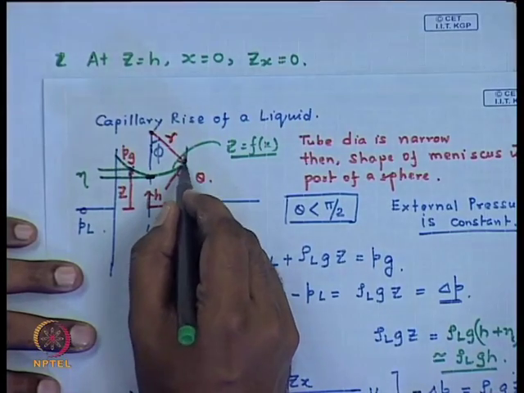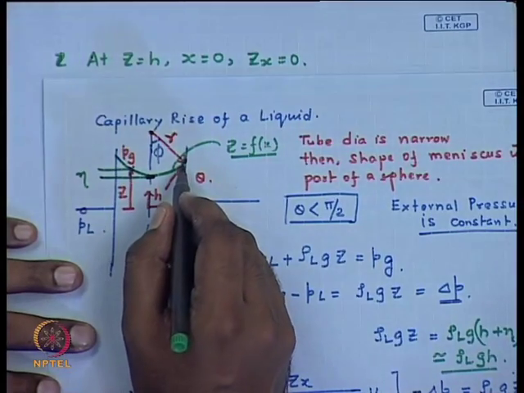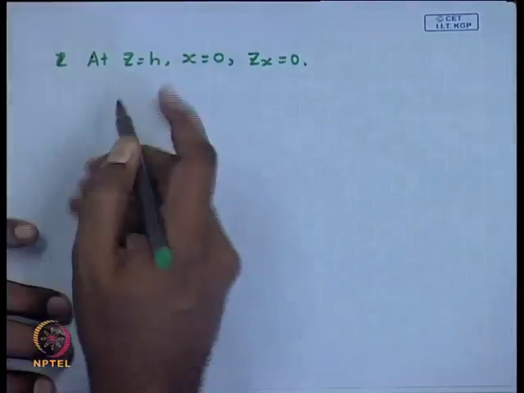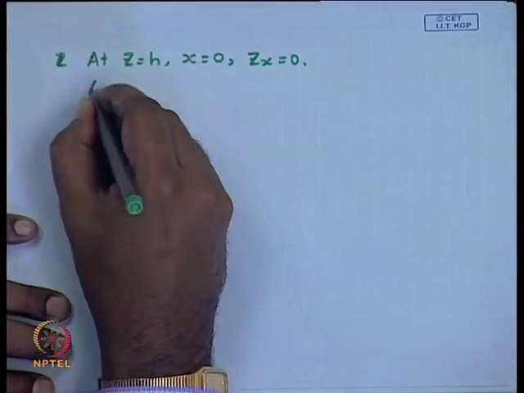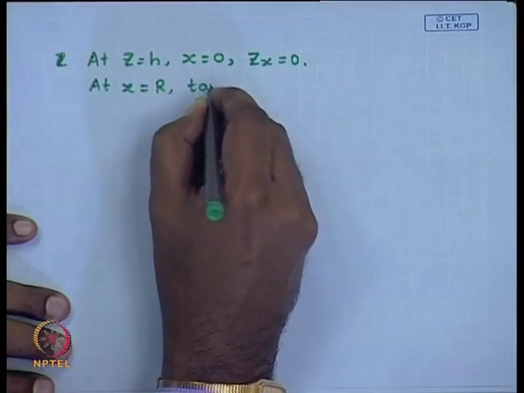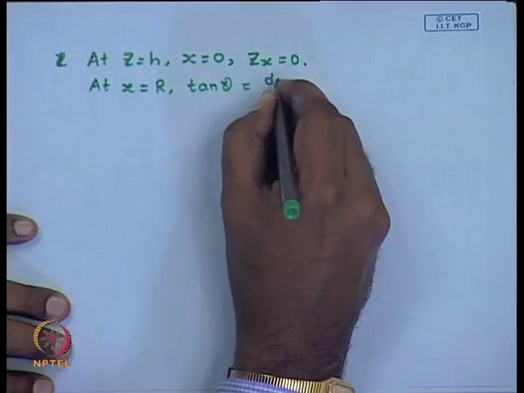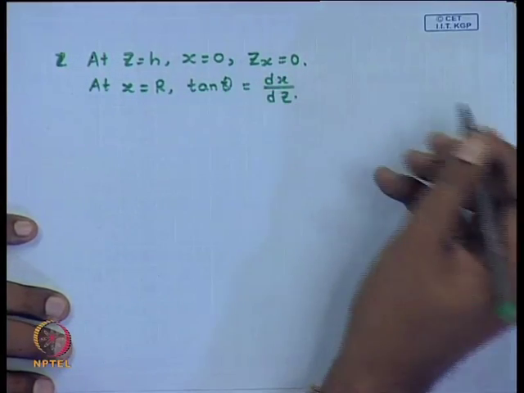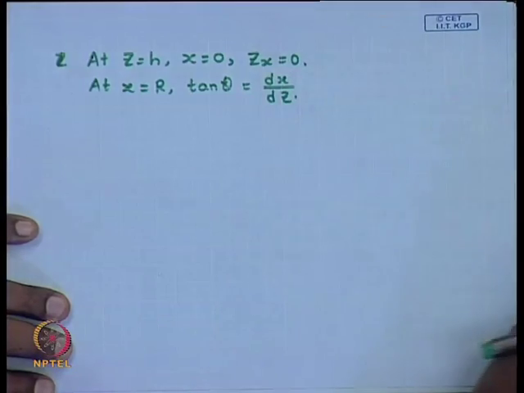So, this theta will match the equilibrium contact angle that comes from the Young's equation. Okay. So, we will have at x equal to r, tan theta, or del x del z, is tan of theta, where theta will come from the Young's equation.